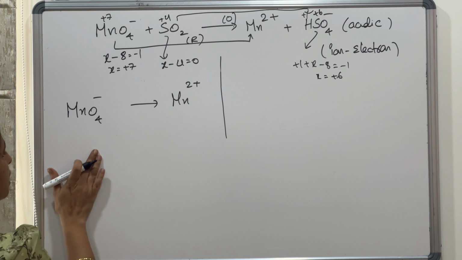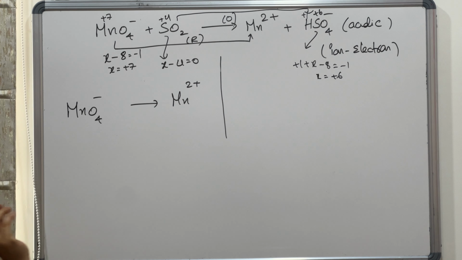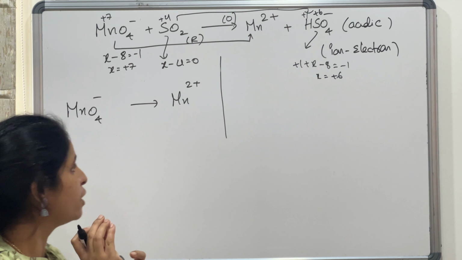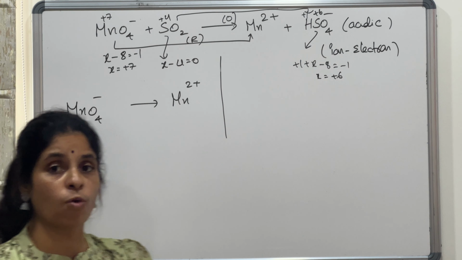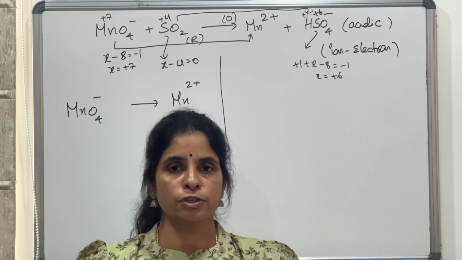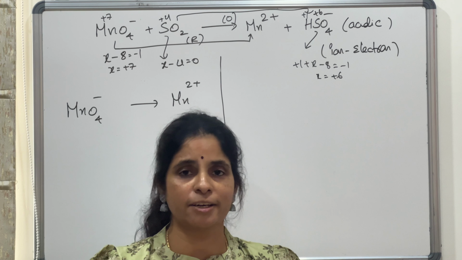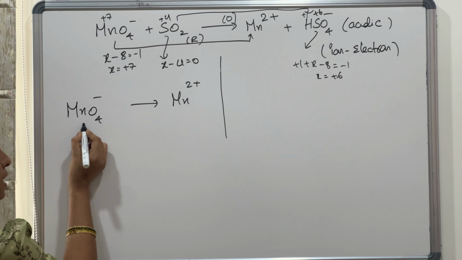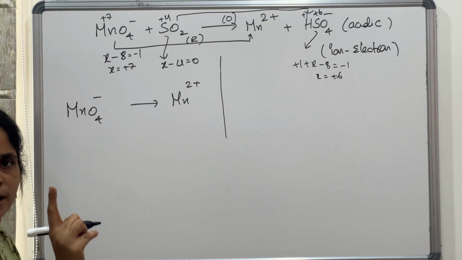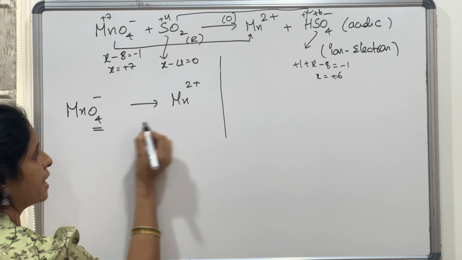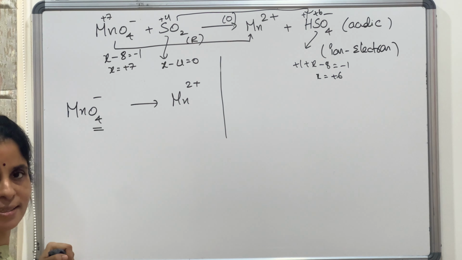Now start balancing. How to balance? You have to follow a few steps. If you follow those steps, you can avoid the confusion associated with this redox reaction. Here 1 Mn is there, and on this side also 1 Mn. Leave it. And here there are 4 oxygens on this side and no oxygens on that side.